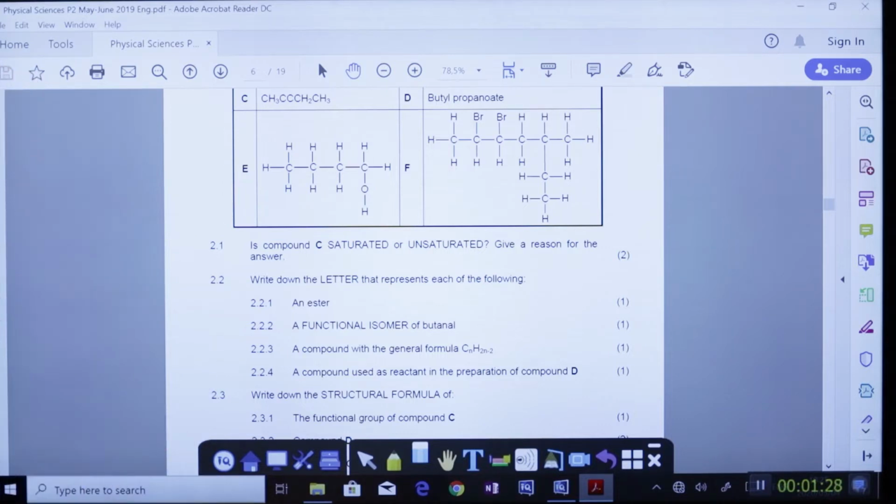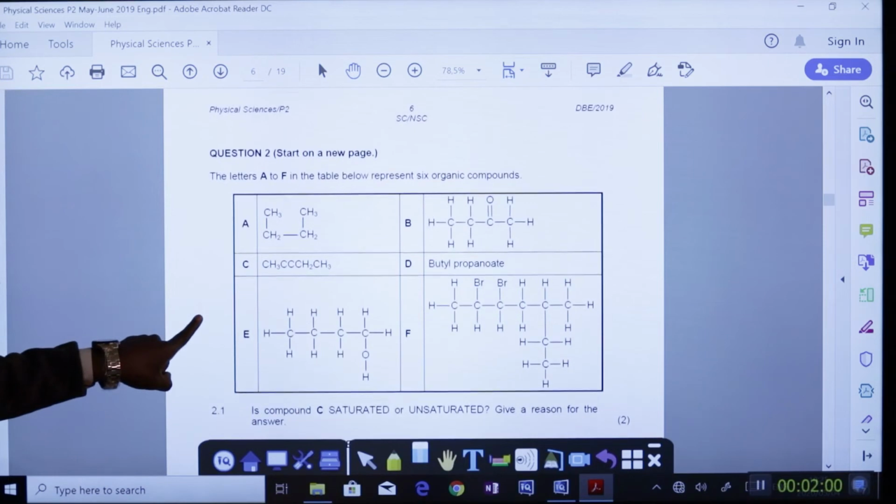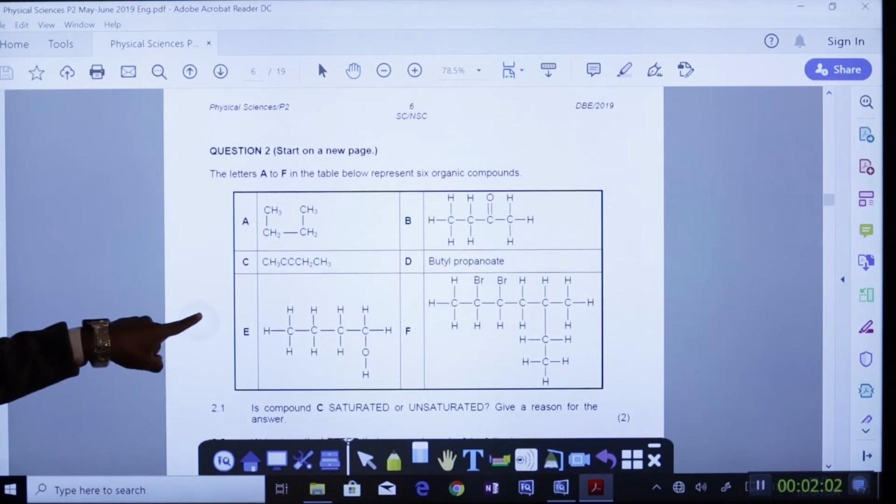So today I'm going to take you through a 2019 May-June past paper, and then we will answer typical examination questions, where I'll also explain how you approach the question, how you interpret the data provided in the question, and how you apply your background information to answer it. So, this is Paper 2, May-June 2019.